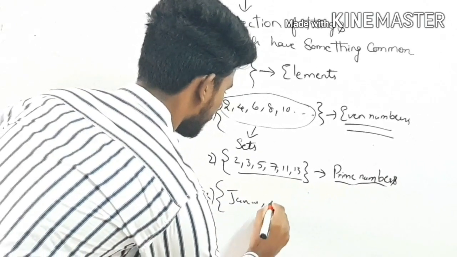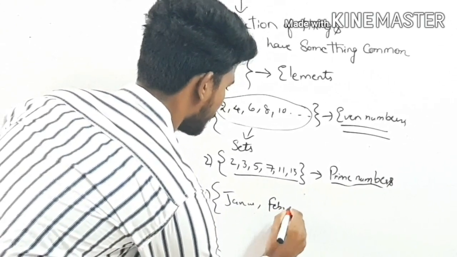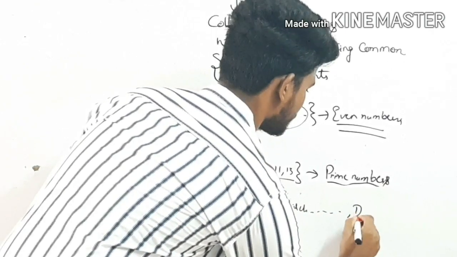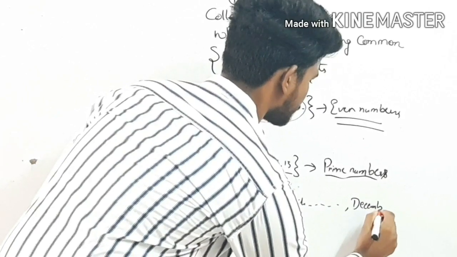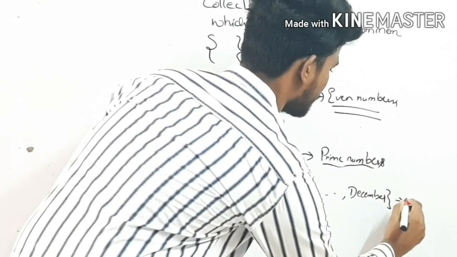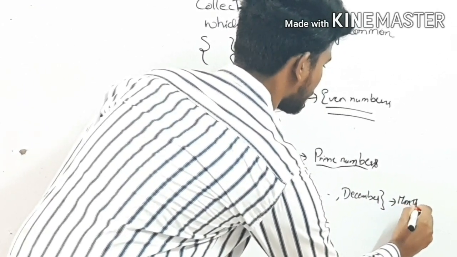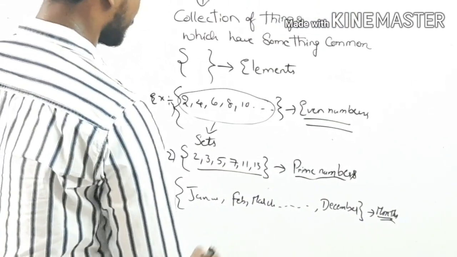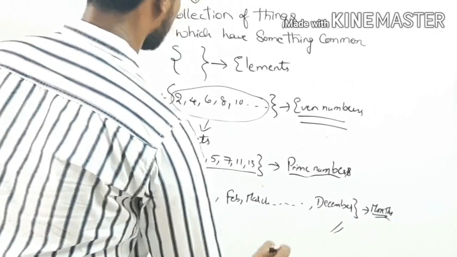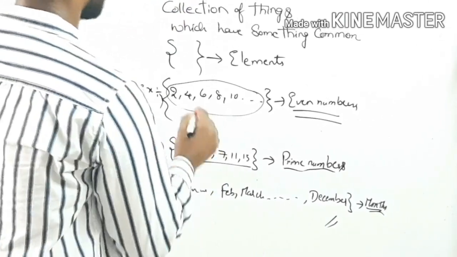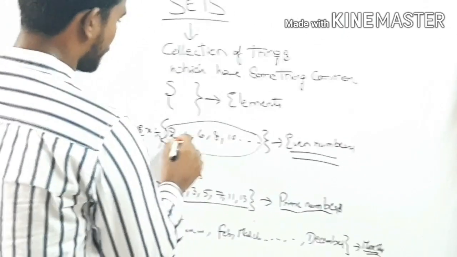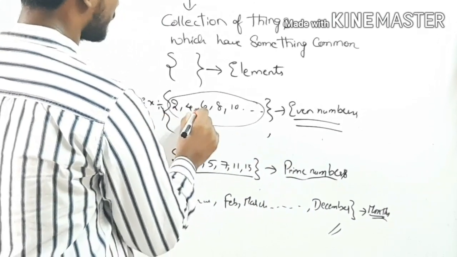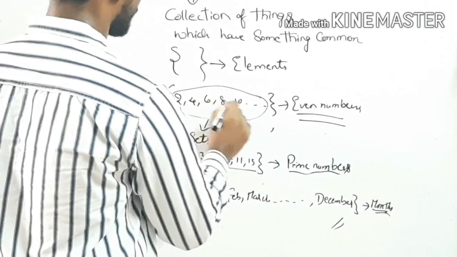And also the next example, January, February, March, and so on, December. They are the months. Months are the common thing. So the elements present are called sets. It is an example of sets, and they are separated by commas. Each element is separated by one comma.